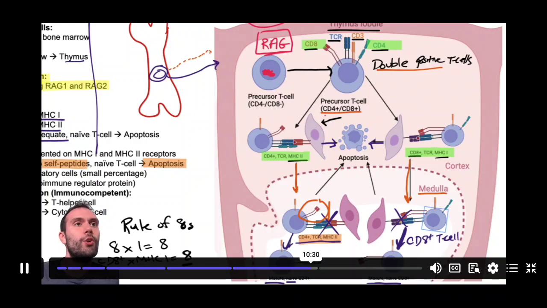So if we look on the left, this was mostly going to be the CD4 positive T cell because it bound to MHC2 initially, right? Going back to our rule of eights. Eventually you'll see that this CD8 coreceptor falls off as it matures into a mature T cell. So when you get to a mature T cell, you don't have CD4 positive, CD8 positive. You have one or the other. It just depends on which pathway this T cell went down.